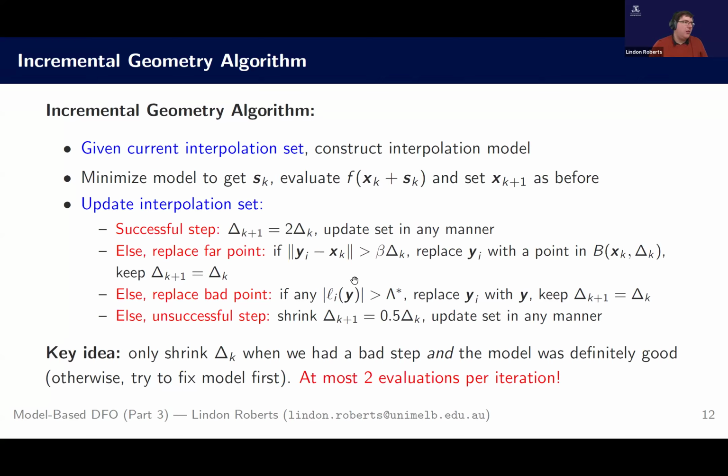And now we retain all the information we want. As long as update set in any manner is done in a sensible way, this is going to mean we do at most 2 evaluations of the objective per iteration. Once for f of x plus s, and once for whatever new point we might add to our interpolation set, rather than throwing out all the information.